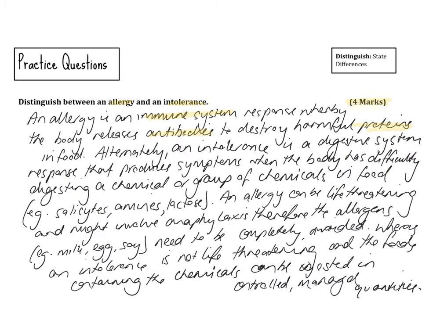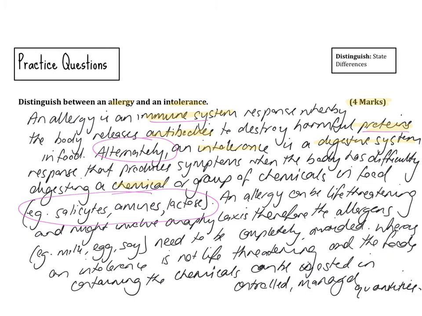The next point that is really important is the use of that language of differentiation. So, alternately, an intolerance is a digestive system response that produces symptoms when the body has difficulty digesting a chemical or group of chemicals in food. So we can see here a key group of differences. Not only is the immune system a difference between an allergy and an intolerance, but so is the component of food. For an allergy, it's the protein, and for an intolerance, it's the chemicals. You'll notice that a range of examples have also been included here: salicylates, amines, and lactose. Those examples of chemicals really showcase knowledge and understanding.